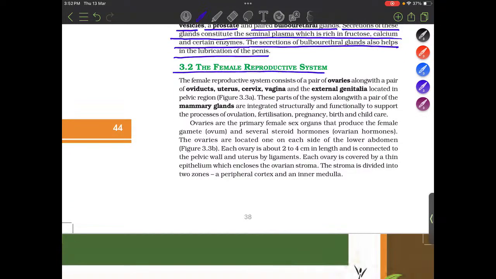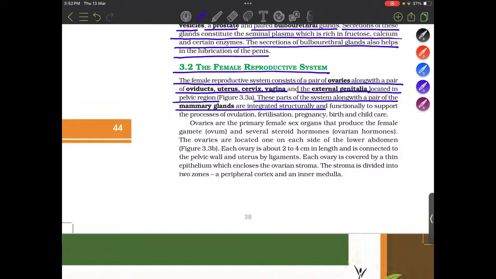3.2 The female reproductive system. The female reproductive system consists of a pair of ovaries along with a pair of oviducts, uterus, cervix, vagina, and the external genitalia located in the pelvic region. These parts of the system, along with a pair of mammary glands, are integrated structurally and functionally to support the process of ovulation, fertilization, pregnancy, birth, and child care.